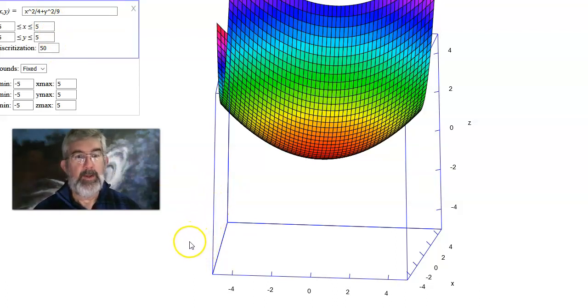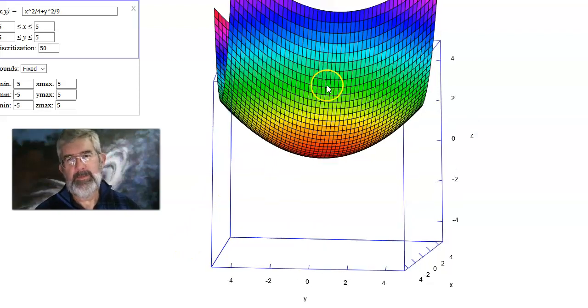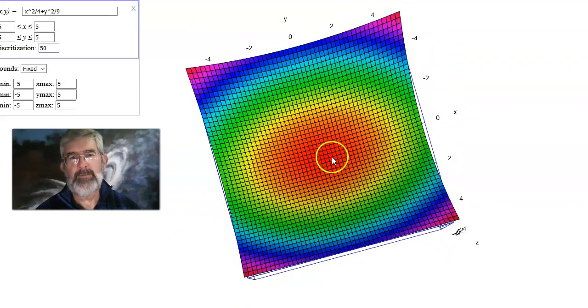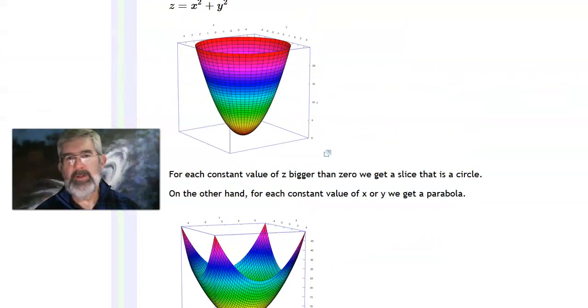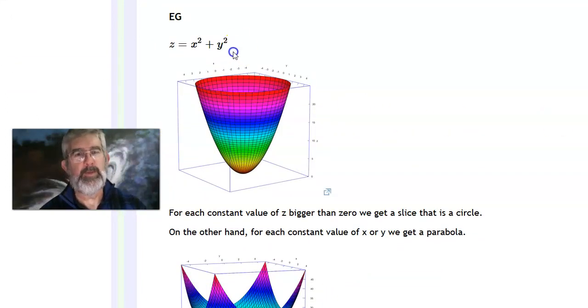Okay. Now, those were the elliptic paraboloids, because when you slice them for constant values of z, you're getting elliptical cross sections. Now, I say z only because this one was set up as z equals, right? The equation that I started with up here was z equals x squared plus y squared.